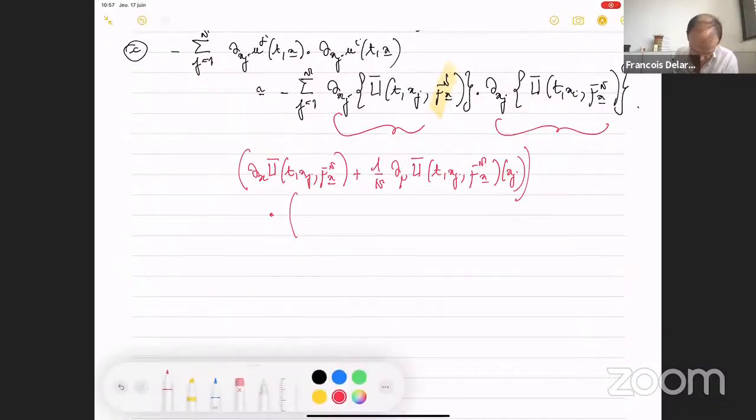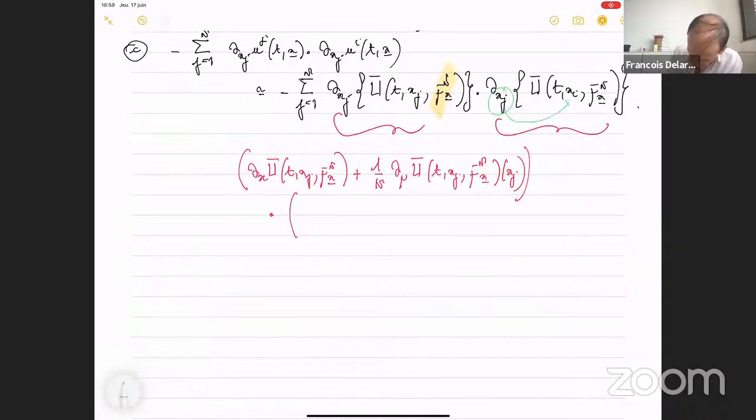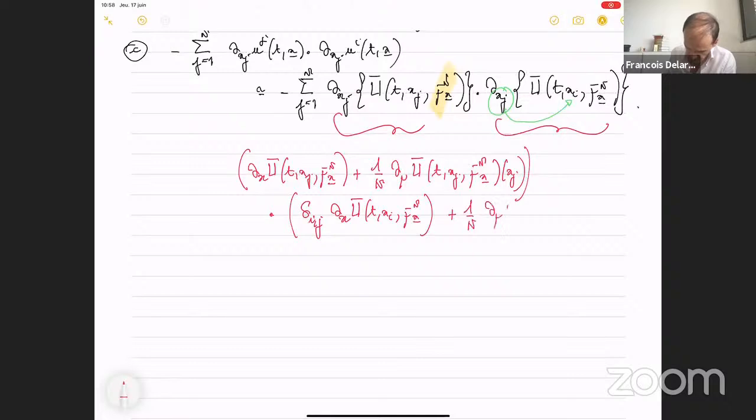And you have to play the same game for the last one. And so you see that this derivative is acting on this if i is equal to j. So if i is equal to j, you have delta ij for the Kronecker symbol, dx u bar t xi mu bar N x underline. And once again, you have this 1 over N d mu u bar t xi mu bar N x underline xj. So the notation is a bit awful, but well, no choice.